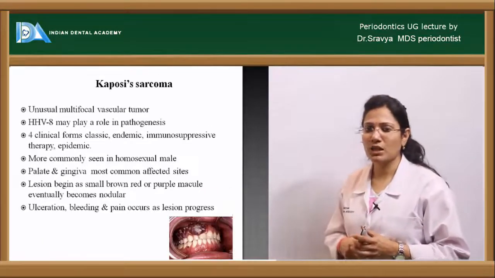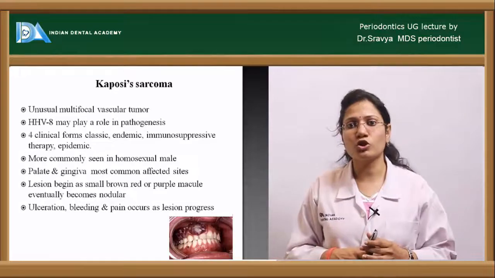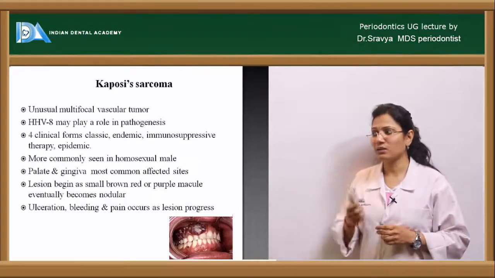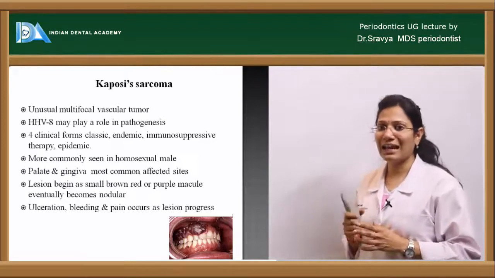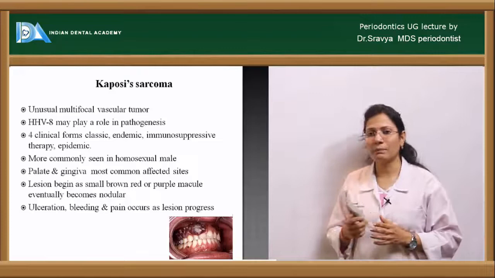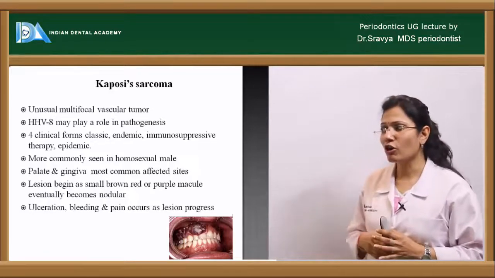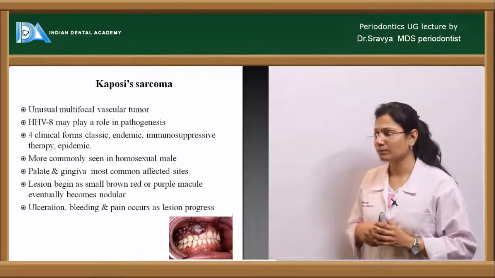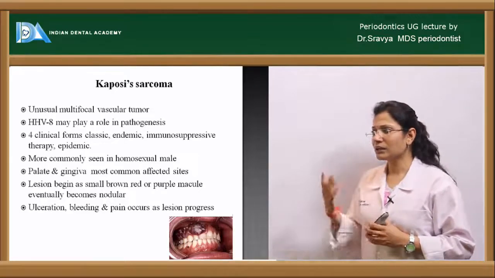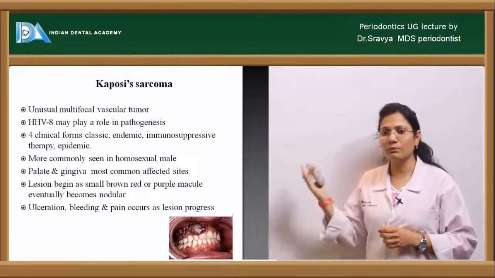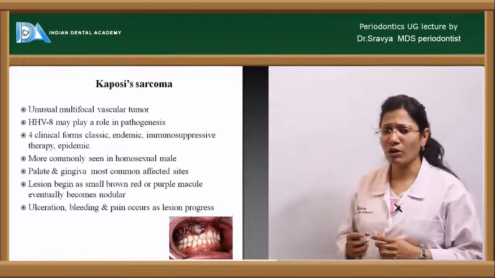You see the Kaposi's sarcoma. Now, Kaposi's sarcoma is most often seen in a patient associated with AIDS or HIV, and it is mainly caused by your HHV-8 virus, which may play a role in the pathogenesis. There are four clinical forms of the disease: classic, endemic, immunosuppressive, and epidemic.